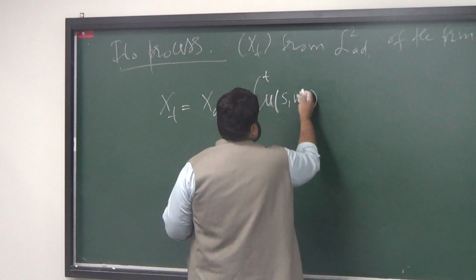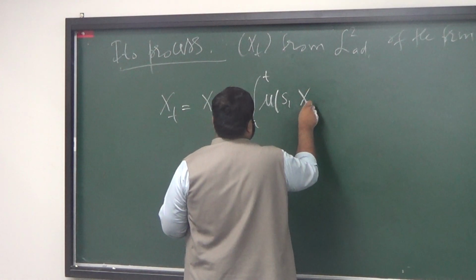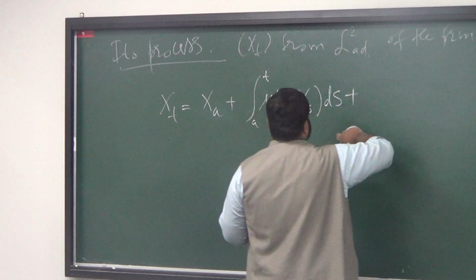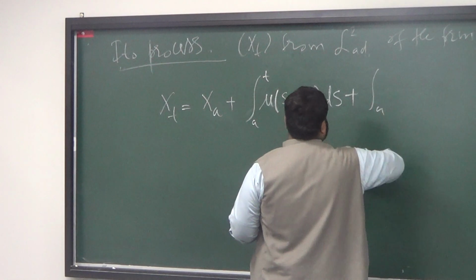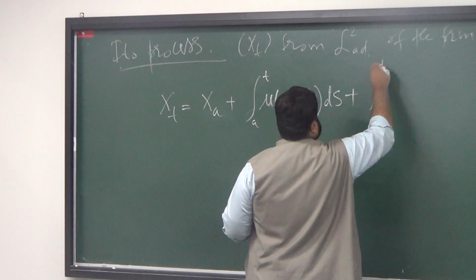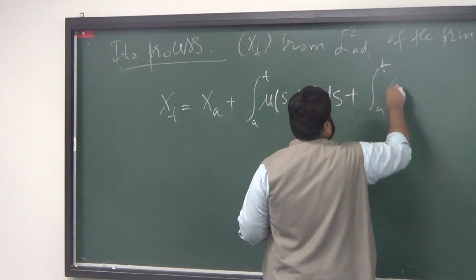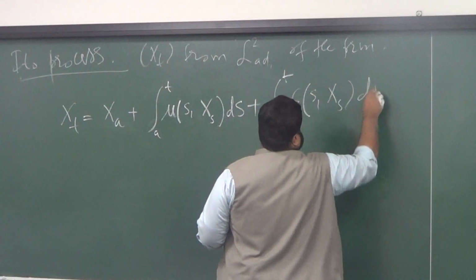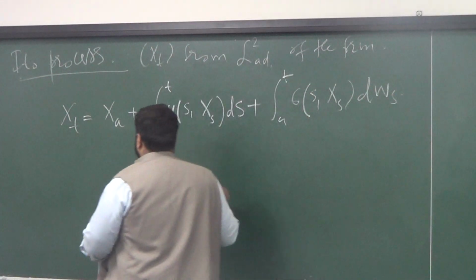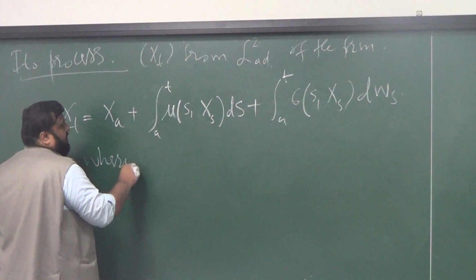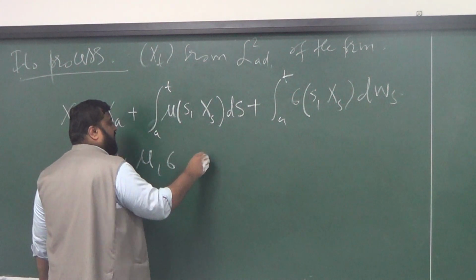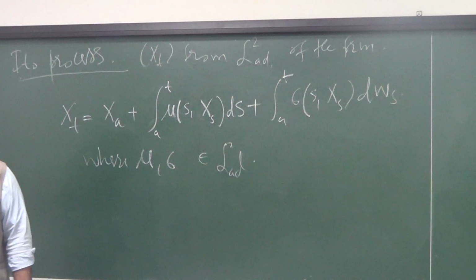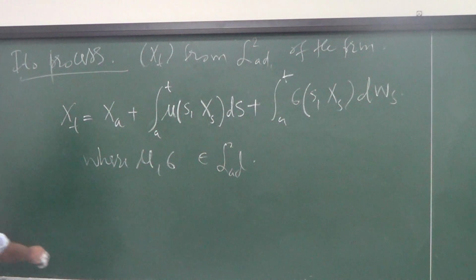So mu(s, X_s) ds plus the integral from a to t of sigma(s, X_s) dW(s), where this mu and sigma are also from L2 adapted, so they are processes.